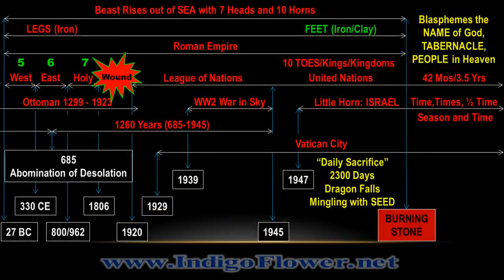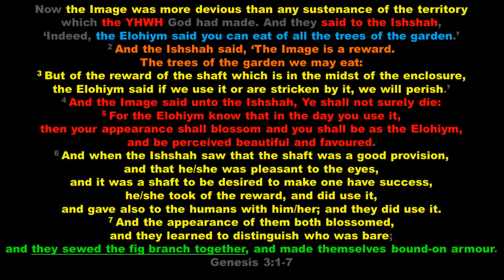So Daniel told us exactly when the feet of the image occur. It's at the tail end of the fourth empire, and it will be destroyed by an asteroid impact. It's the time when we saw the fig tree branch sprout forth leaves, which is what Genesis 3 verse 7 confirms. The appearance of them both blossomed when they sewed the fig branch together.